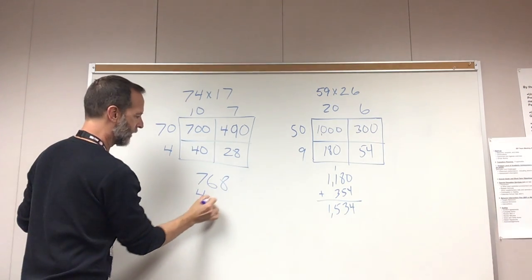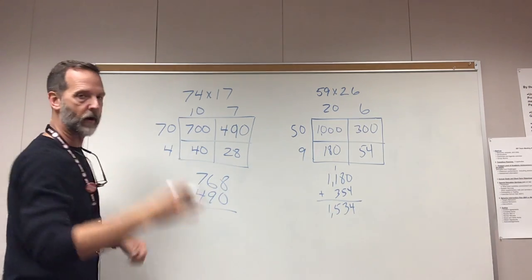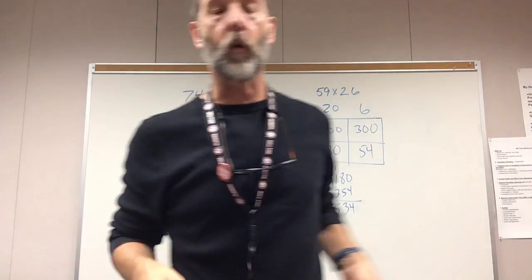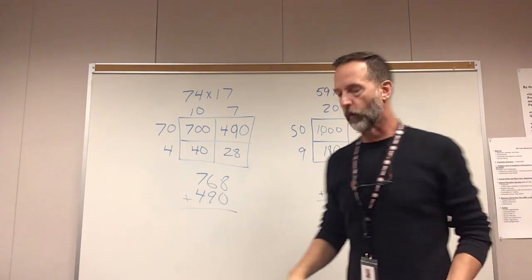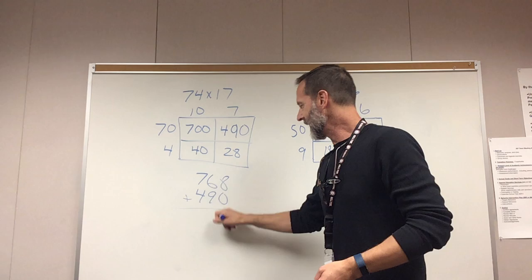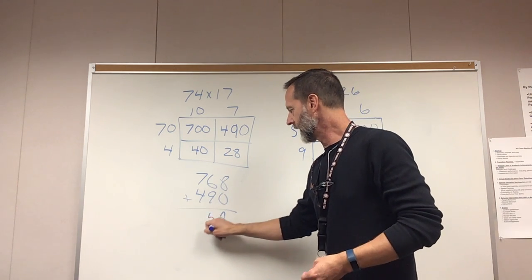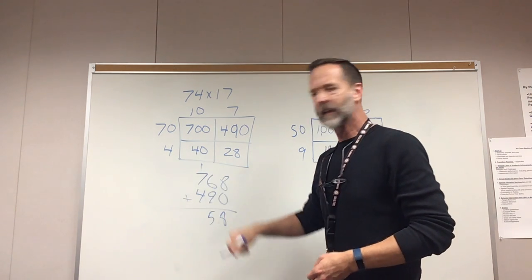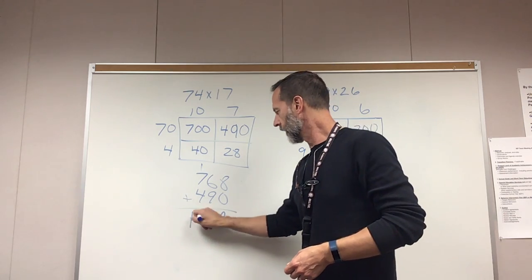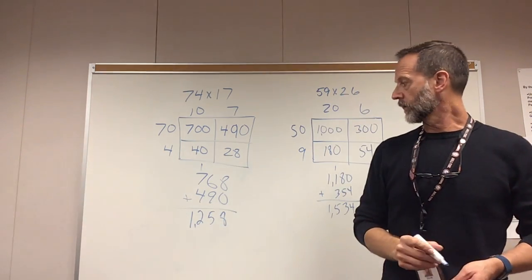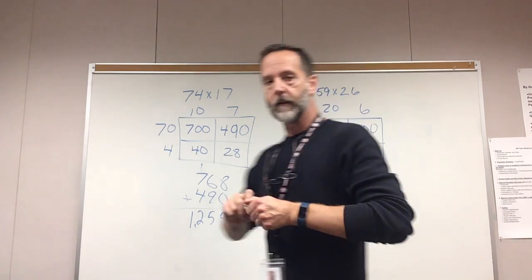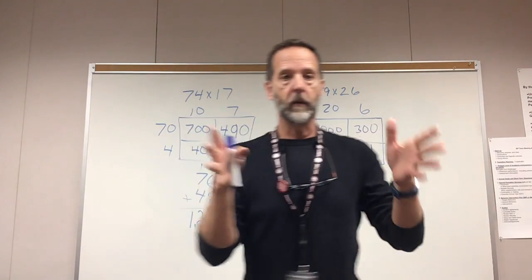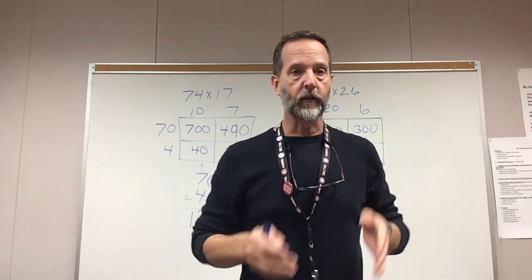And then I'm going to add the 490. You have to make sure you add all of your numbers. If you need to list all 4, list all 4. Okay? I'm just trying to make it a little bit shorter for you. 8 and 0 is 8. 6 and 9 is 15. 1 and 7 is 8 plus 4 is 12. You get 1,258.